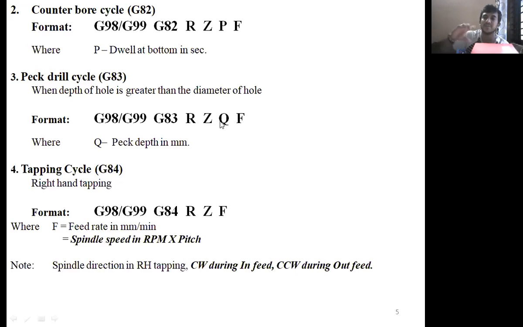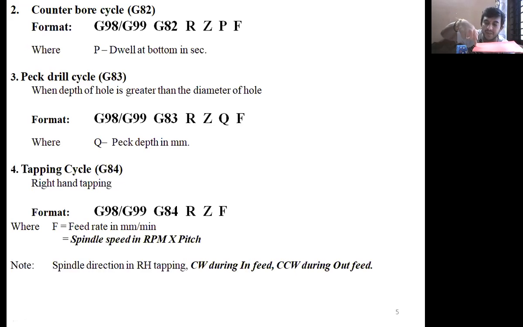What does a peck increment mean? Suppose I want to produce a 20 mm deep hole, but the diameter of the drill bit is 10 mm. So the depth of the hole is greater than the diameter of the hole, right? I want to produce a deep hole, and in one shot it will not produce a deep hole. Then what will we do?